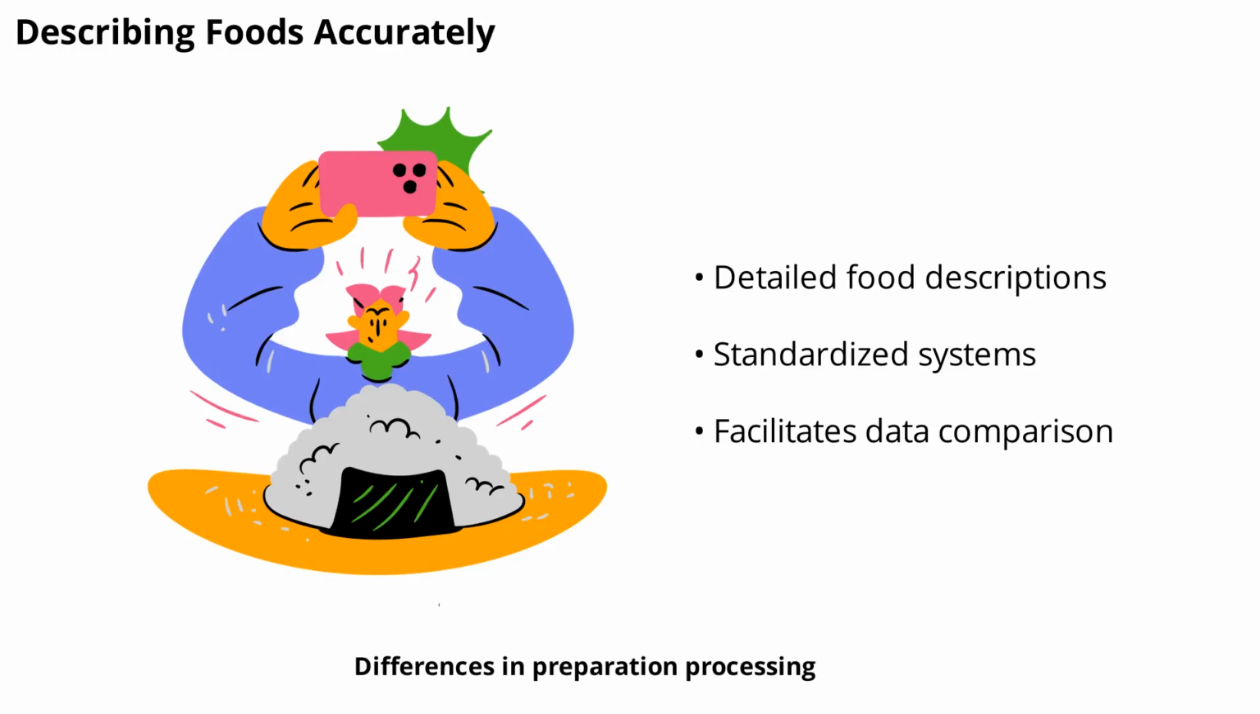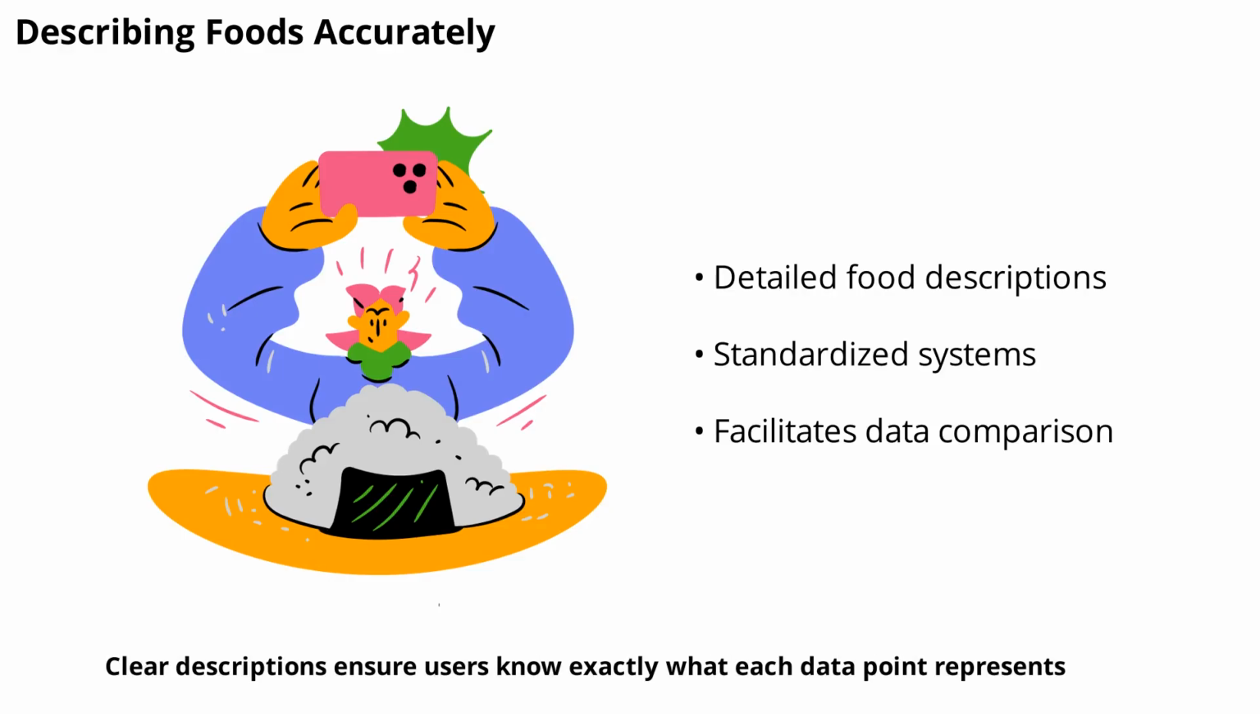Differences in preparation, processing, and even packaging can affect nutrient content. Systems like LanguaL and FoodEx2 use facets to describe foods in detail, including source, part consumed, processing, and more. These systems help standardize data and make it easier to compare foods across countries and studies. Clear descriptions ensure users know exactly what each data point represents.